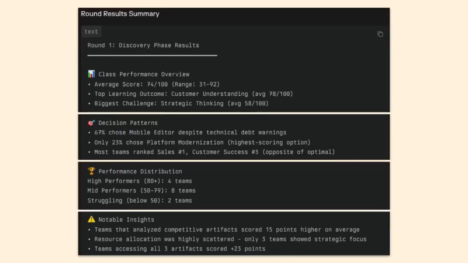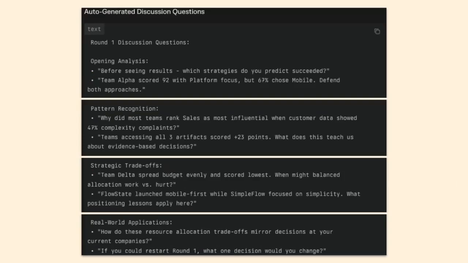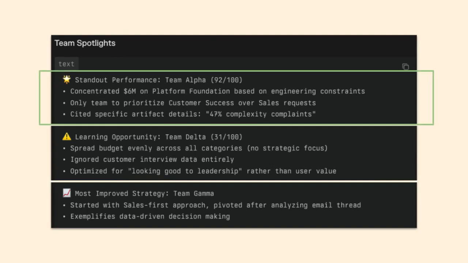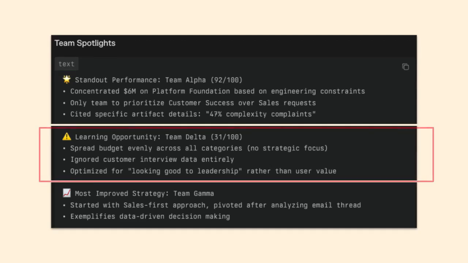Eduventra automatically generates class performance insights, ready-made discussion questions for Blake to facilitate a class reflection, as well as team spotlights. Notice how Sarah and Team Alpha were the only ones to focus on platform modernization. They read that engineering said mobile needs 8 months of platform work and concluded that the foundation had to come first.